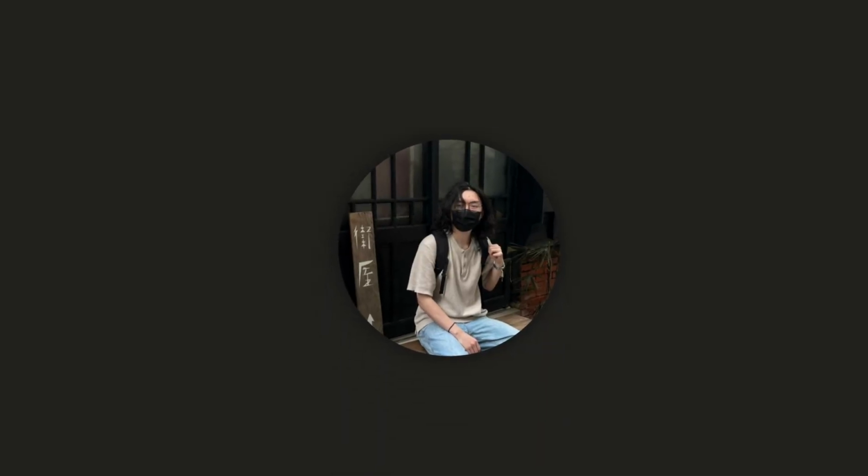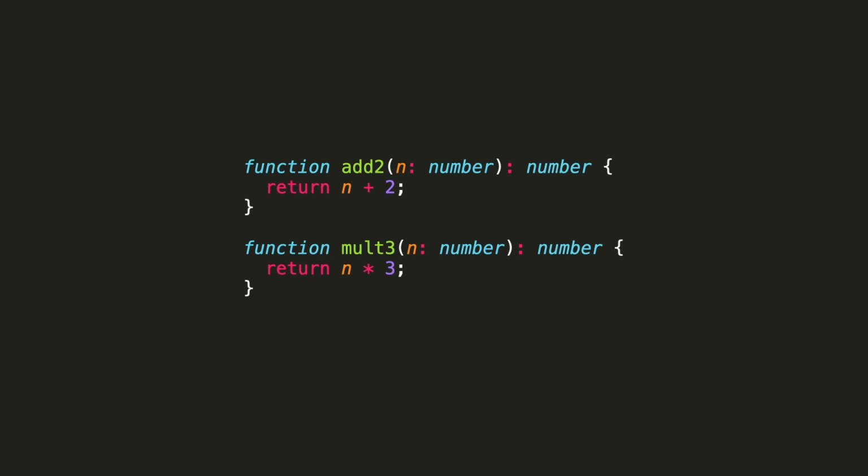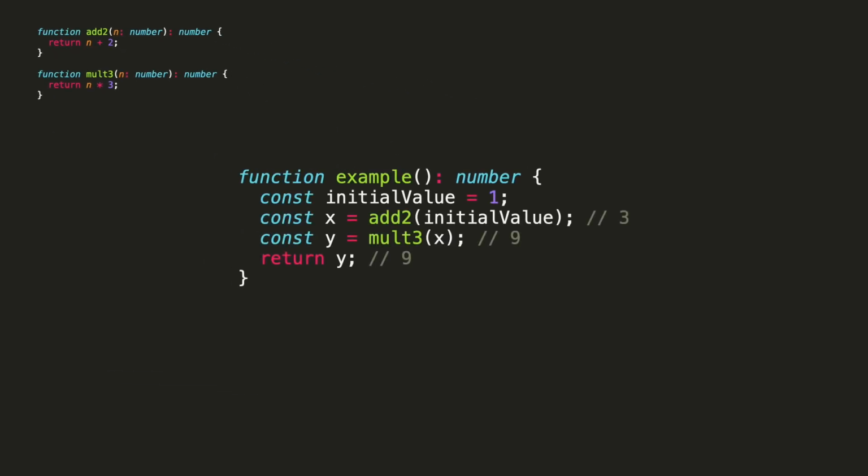Let's dive into the mind-blowing example I mentioned earlier. We'll start simple. We have two functions. add2, which adds 2 to the input number, and mult3, which multiplies the input number by 3. Here's an example of using these functions. We set the initial value to 1 and call add2 and then mult3, giving us a result of 9. Essentially, we're performing this simple calculation shown on the screen.